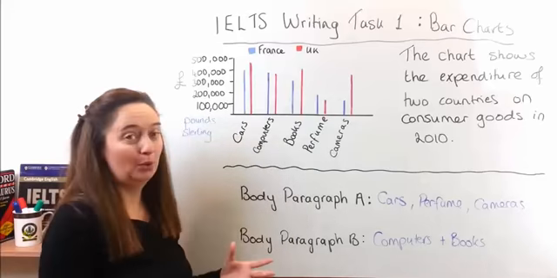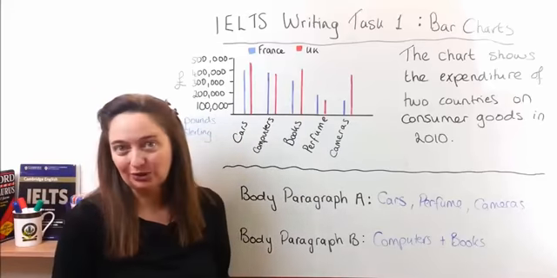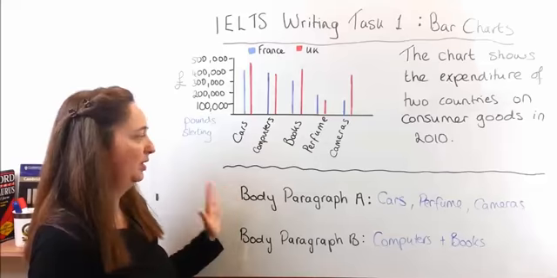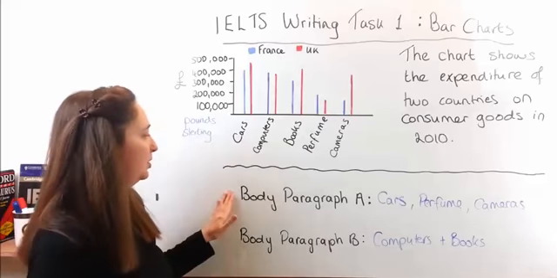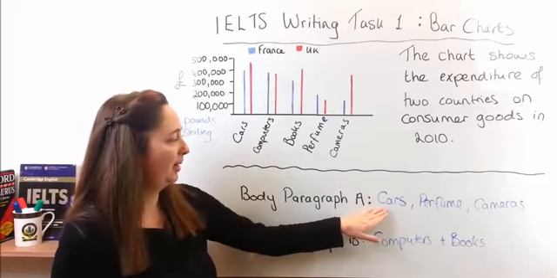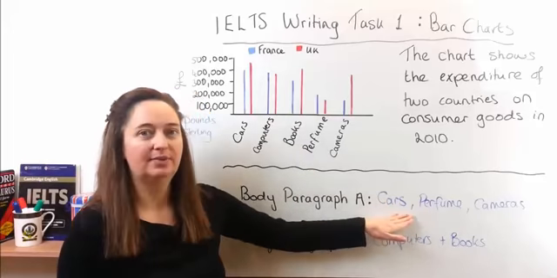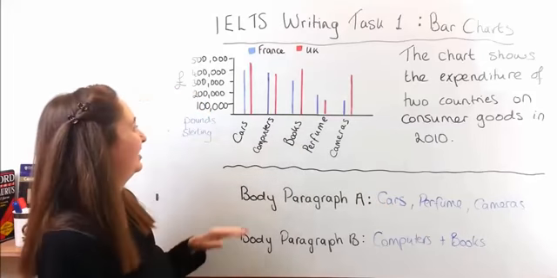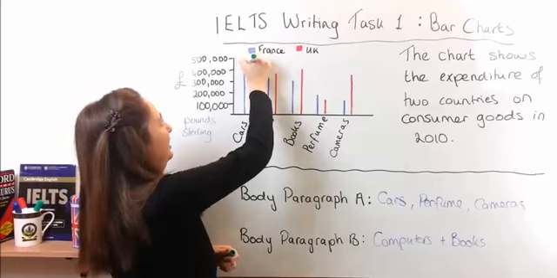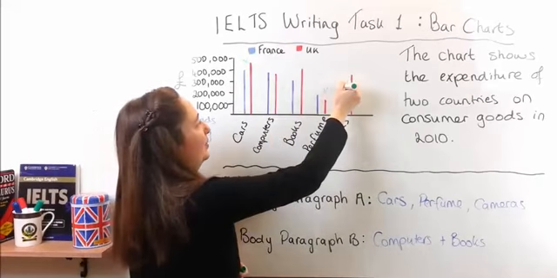The most important thing is that it's logical. So this is one possibility. In body paragraph A, we can have information about cars, perfume and cameras. And that is because we highlighted them as the highest and the lowest.